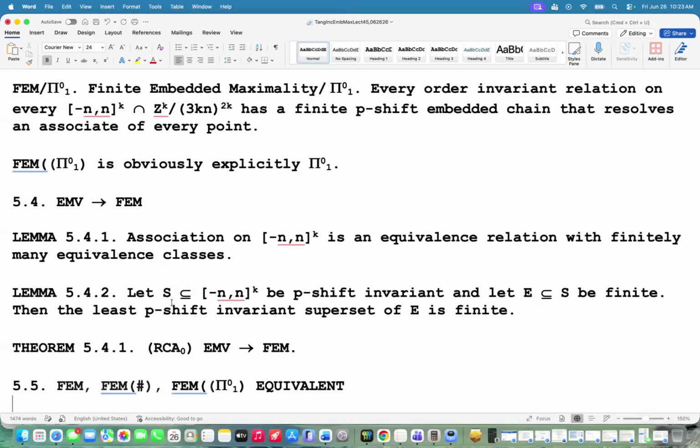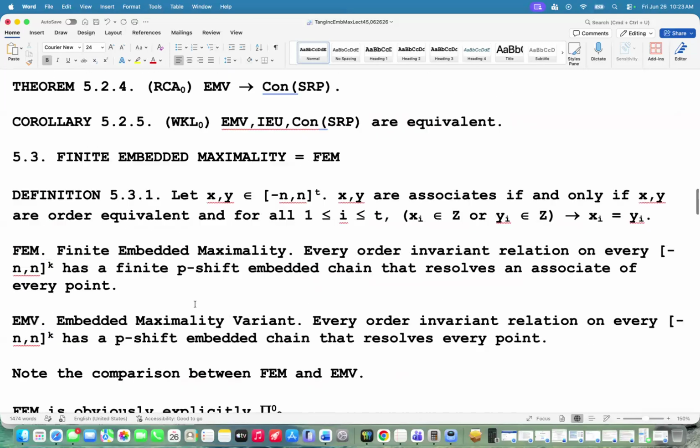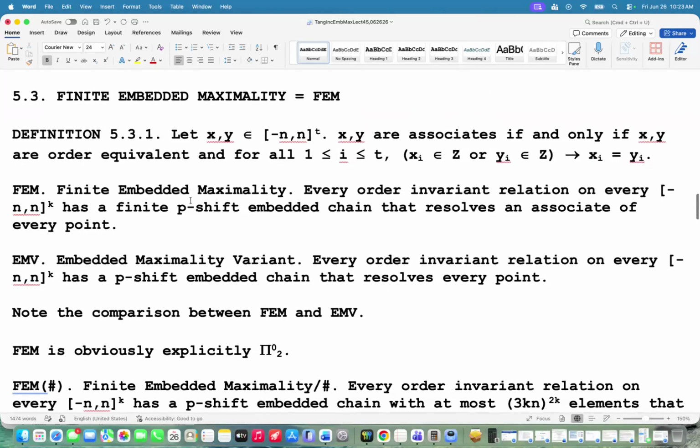But you can keep it finite. If you have a finite subset of a p-shift invariant set, it has a superset that's finite that's still p-shift invariant. That's what this is basically showing.